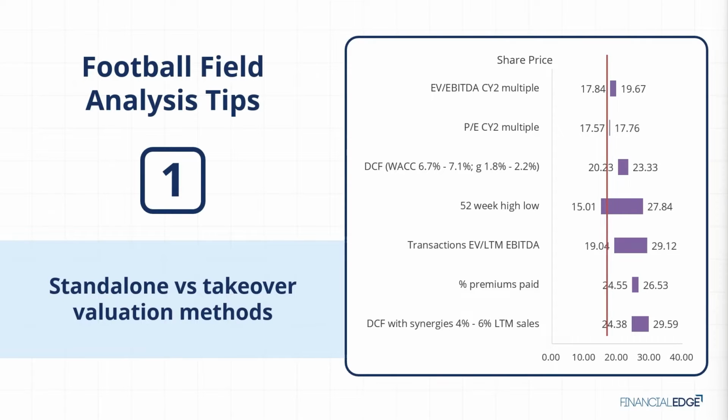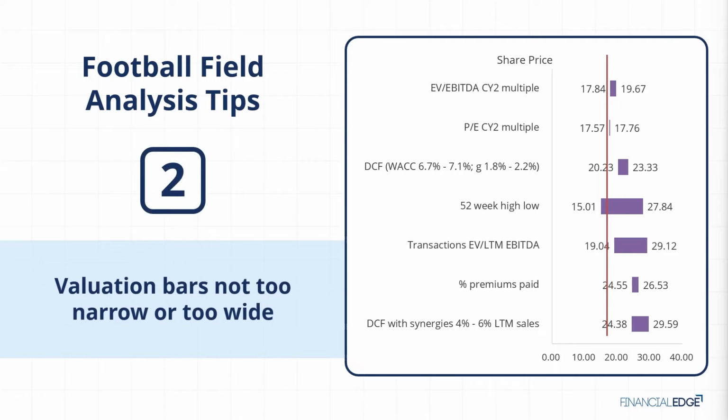We can see that the top 4 techniques give us a lower valuation, whereas the bottom 3 give us a higher valuation, and this is because a takeover will include a control premium to be paid. This football field clearly shows the takeover values being higher than the standalone values, and that gives readers confidence in our analysis.